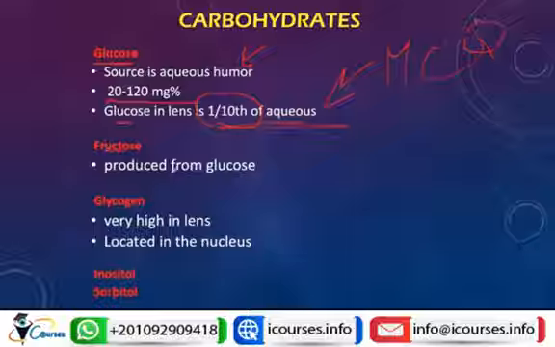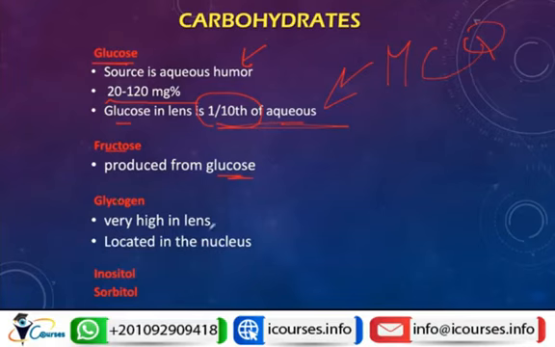Fructose can also be one of the carbohydrates that are produced from the glucose, as we will see later on. The glycogen is very high in the lens and present in the nucleus, and other carbohydrates can also be present, like inositol and sorbitol.